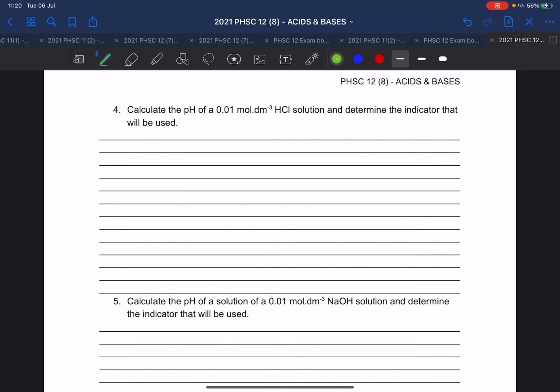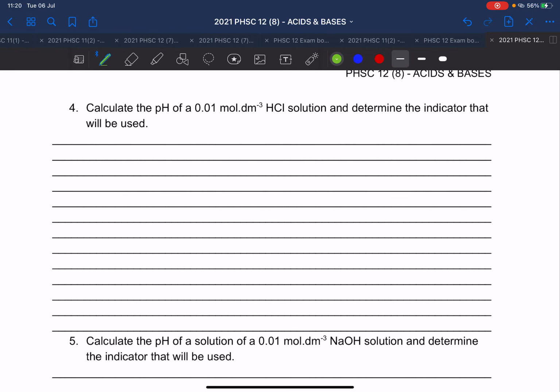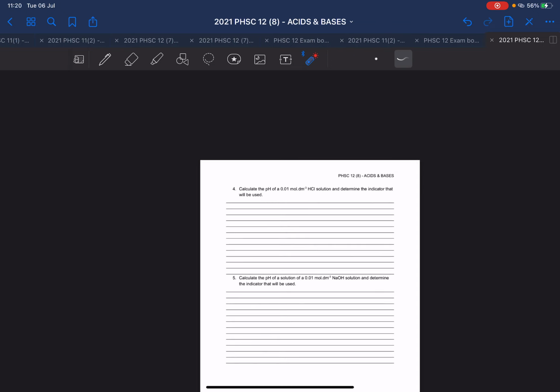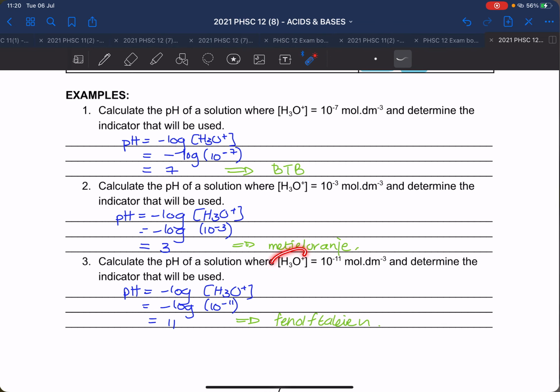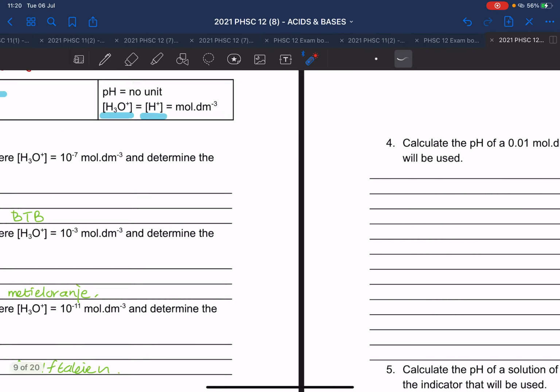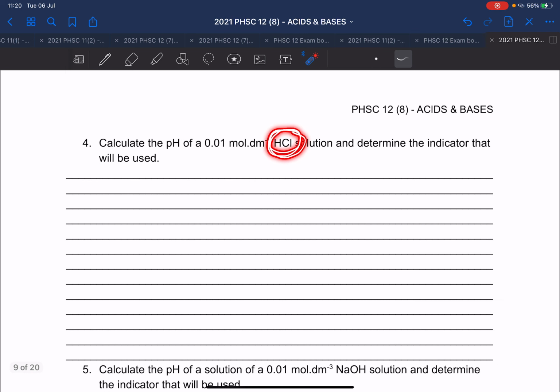It says, calculate the pH of a certain concentration of hydrochloric acid solution and determine the indicator that must be used. Okay, so this time they didn't give you the concentration of the hydronium ion. They only give you the concentration of the hydrochloric acid. So we must first know, is it a strong acid or a base? Will it ionize completely or incompletely? How will it ionize? The ionization reaction. Is the ratio 1 to 1, 1 to 2, and so on.